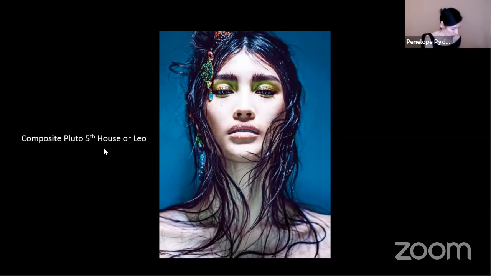So what have I got here? Have I got a page missing or not? Let's see. Okay, composite Pluto in the 5th house. These are my notes, by the way.